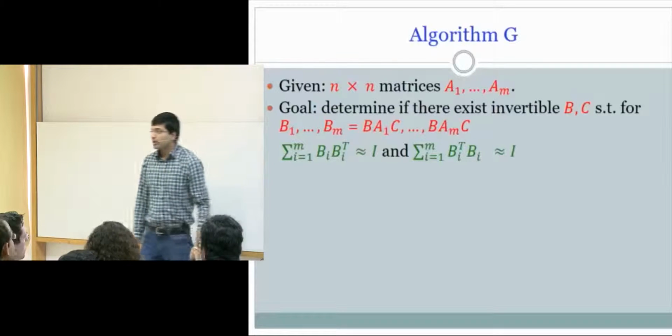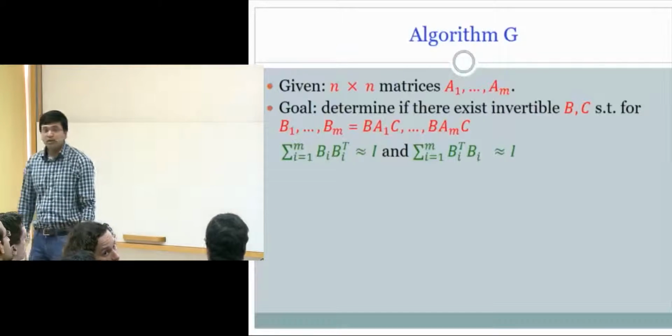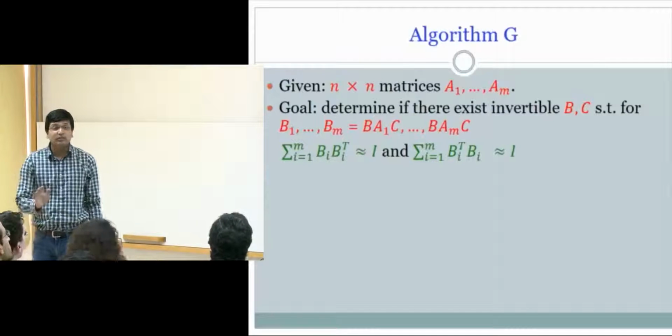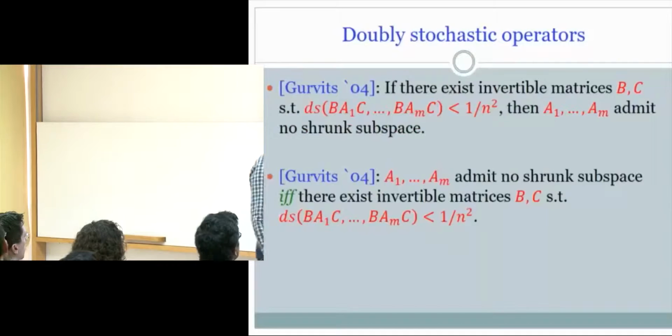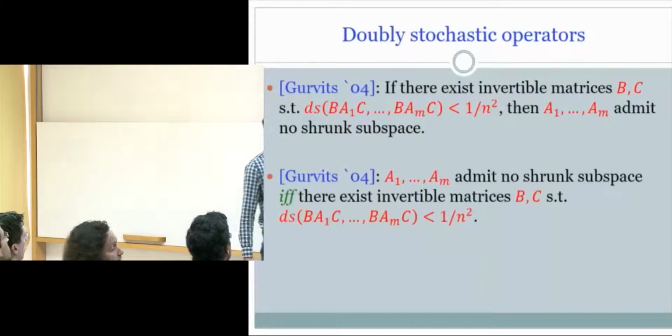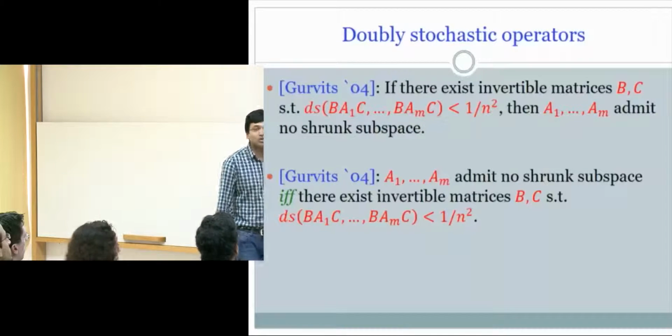Okay. What about the converse? Is it if only, or what? This is if and only if. A1 to Am admit no shrunk subspace if and only if there exist invertible matrices such that these are almost doubly stochastic.